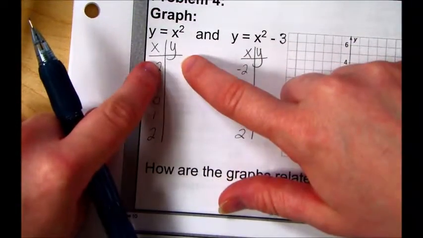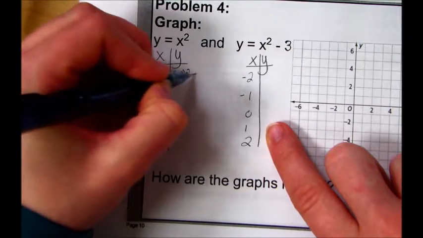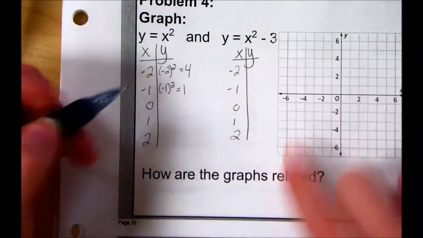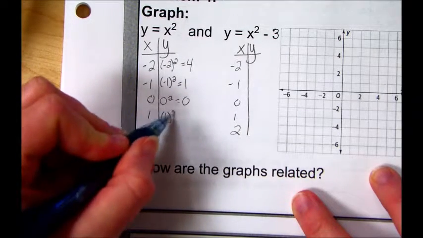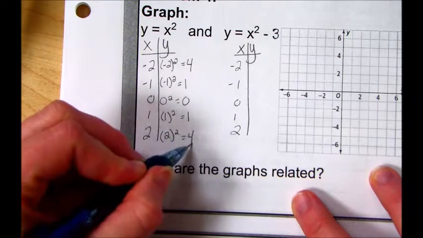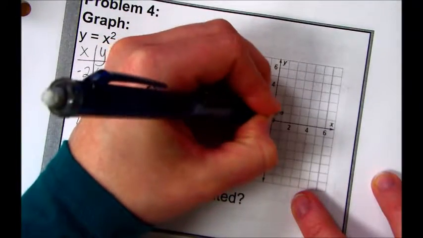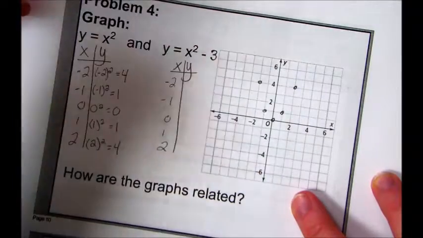Okay. -2 squared is 4. -1 squared is 1. 0 squared is 0. 1 squared is 1. 2 squared is 4. We can plot those points. That's going to be the most basic parabola you'll ever see. If I start plotting things way too fast, just pause the video and catch up with me, okay?